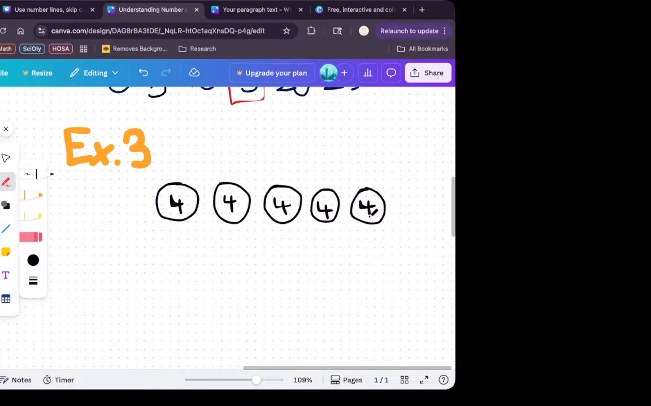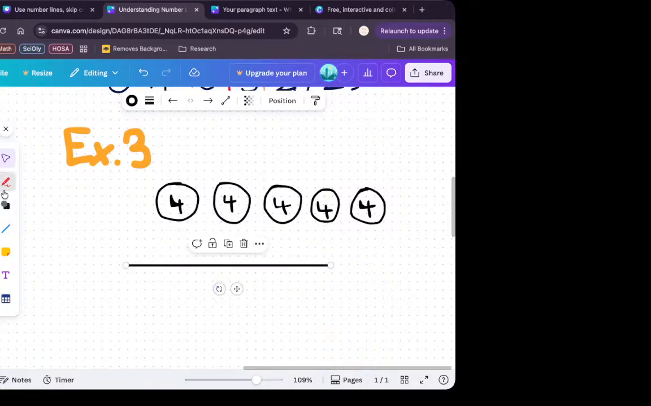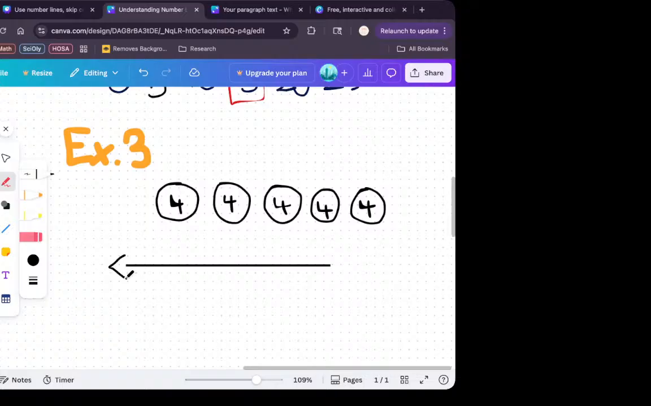Okay, let's continue. So first, we are going to draw the line of our number line. Draw the arrows to prove that it's a line. And then we're going to start with 0. But what are we counting by? Are we counting by 5s, 4s, 3s? We're counting by 4s. So 0, 4, 4 plus 4 is 8.